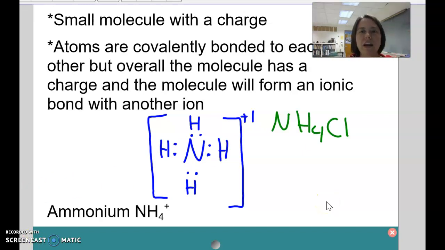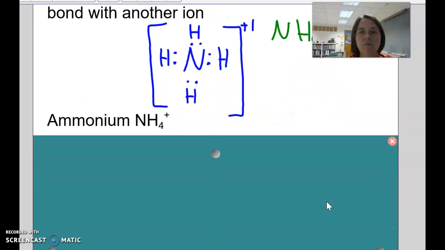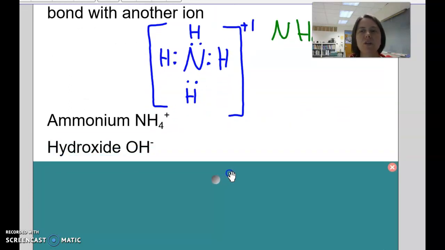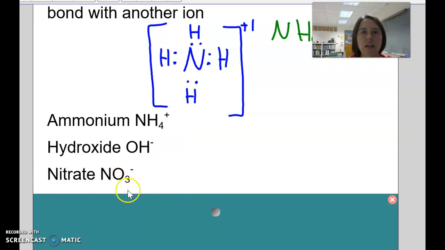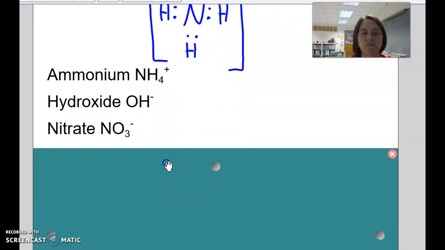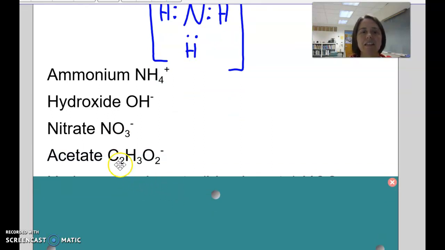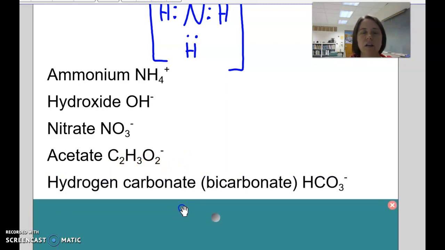You may be wondering if there are any other polyatomic ions besides ammonium, and indeed there are. So I do need you to write these down, both the name and the chemical formula. Hydroxide is OH, and it has a -1 charge. Nitrate is NO3, and it has a -1 charge. Acetate is C2H3O2, and it has a -1 charge. And hydrogen carbonate, which is also known as bicarbonate, is HCO3 with a -1 charge.